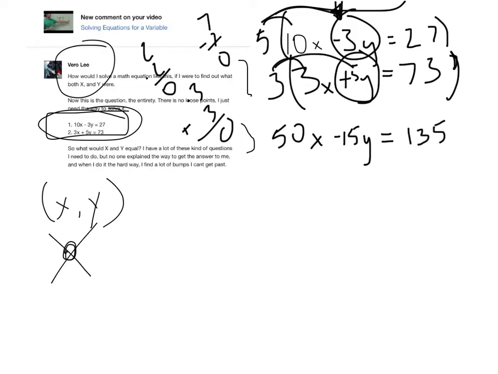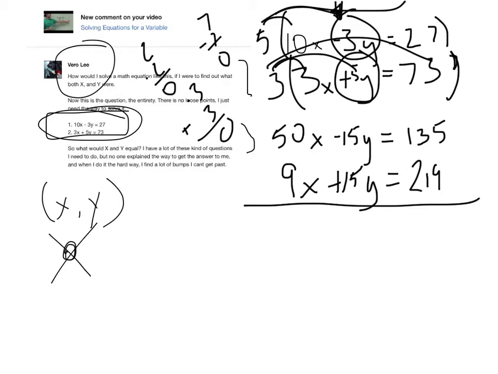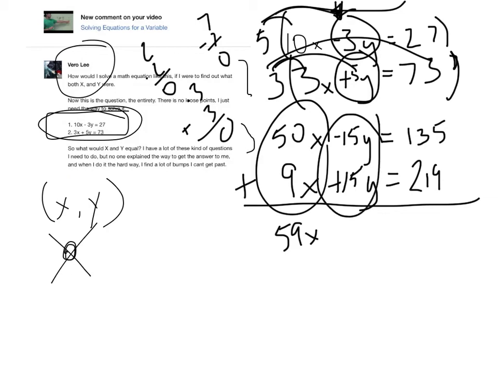Then we distribute this one here, 3 times 5, and 3 times 73. So it'll be 9x plus 15y equals, is that 219? Does that seem right? We'll say yes. Now, they eliminate because we can add these two equations together. So 50 plus 9 is 59x. These two together would be 0, which cancels out.